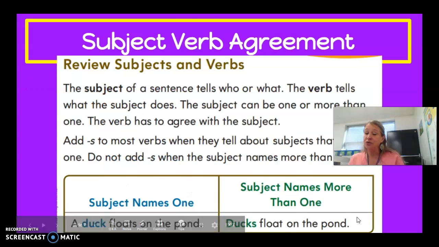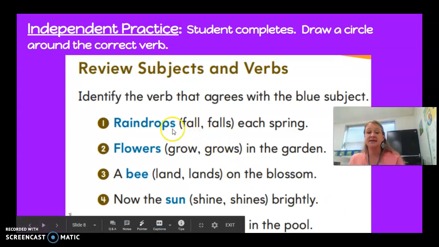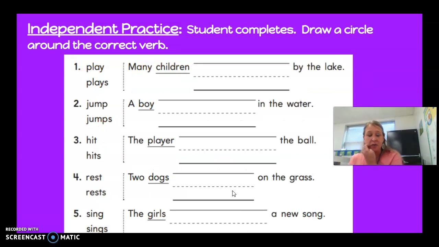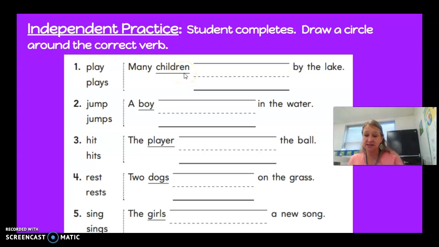And then you circled the correct verb for each subject. If it's singular, you add an S. Plural, more than one, you don't add an S. Same thing with the last page you did. Many children, that was more than one, so you have to choose the correct verb that agrees with the subject.